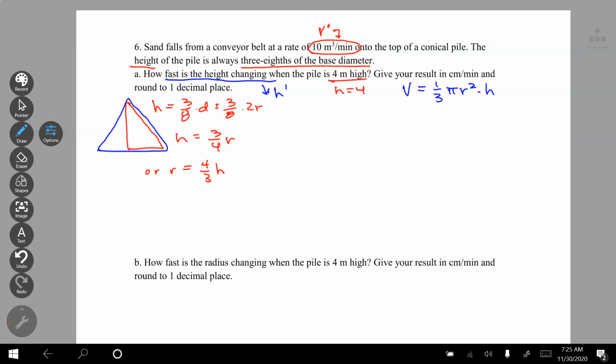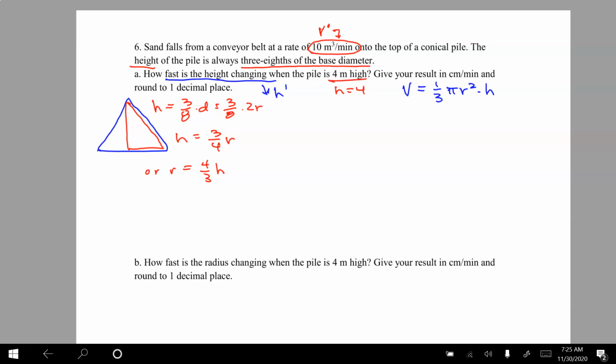Okay, so here's what I know. I know that I have the height is always 3/8 the diameter. I know that the sand is falling at a rate of 10 cubic meters per minute. That's my v prime. Therefore, if the height is 3/8 the diameter, that means the height is 3/4 the radius, or the radius is 4/3 the height. So here's my volume equation.